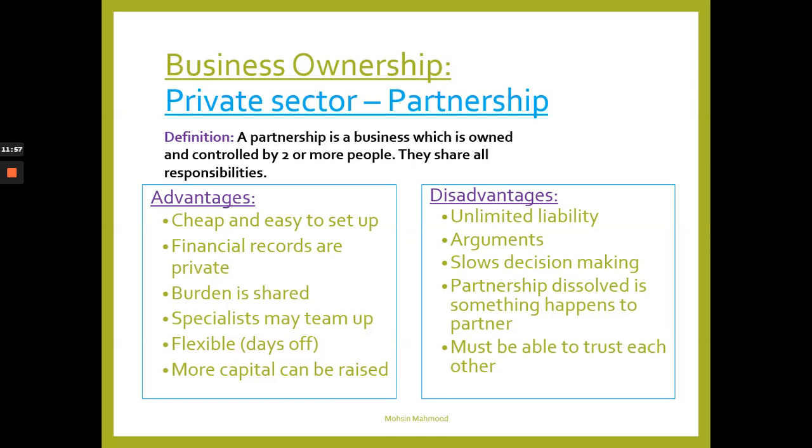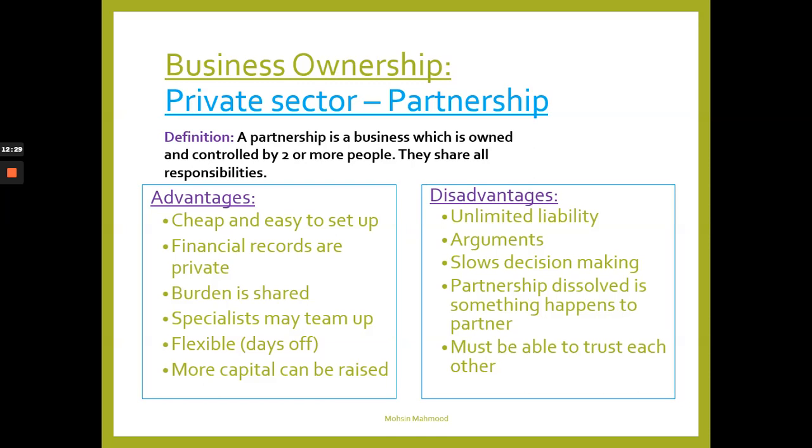Disadvantages again: unlimited liability. There may be arguments if people don't agree, if the owners don't agree with each other. It may slow down decision making. Okay, if one person wants to do something, another partner may disagree, or it may take time for that partner to understand the reasoning behind that first partner's reason why they want to make that decision. So it may slow down decision making, getting everybody on board.